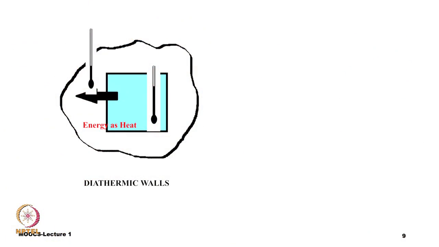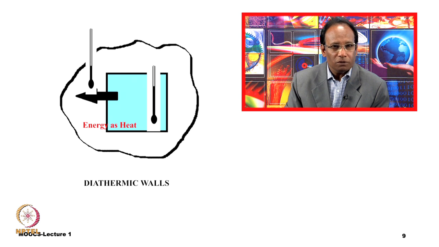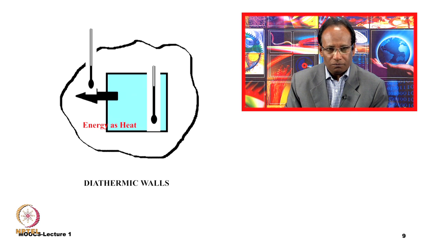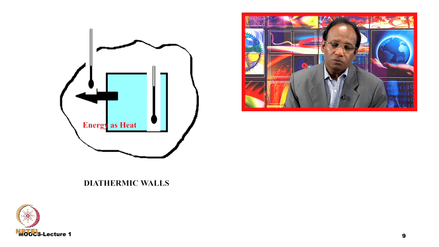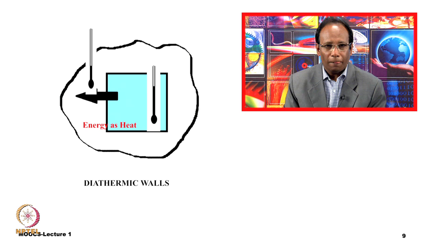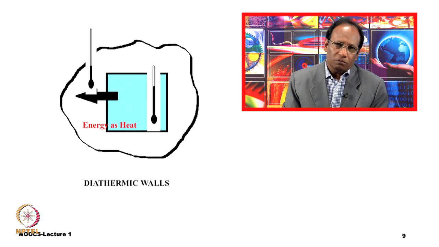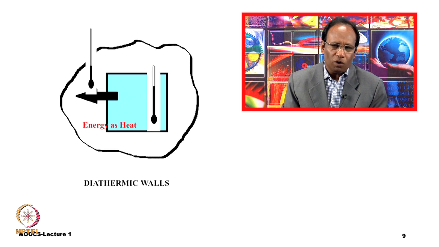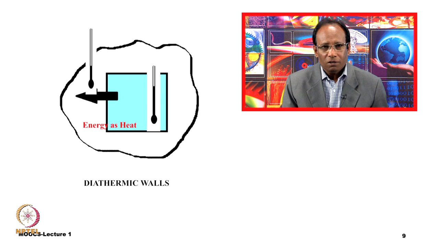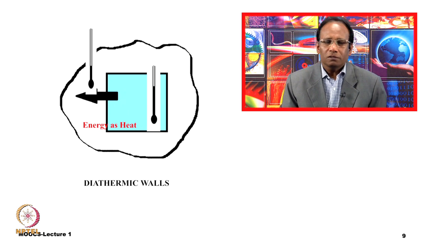As I mentioned earlier, it is the nature of walls that will decide whether the system is open or closed or insulated. Any wall which will allow escape of energy in the form of heat from the system is called a diathermic wall. It is like a glass beaker.